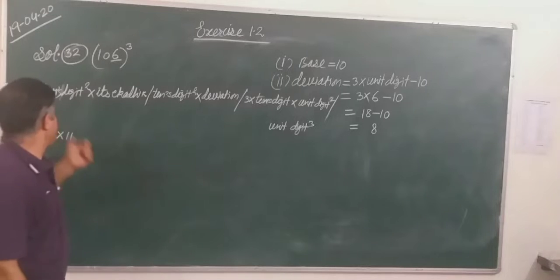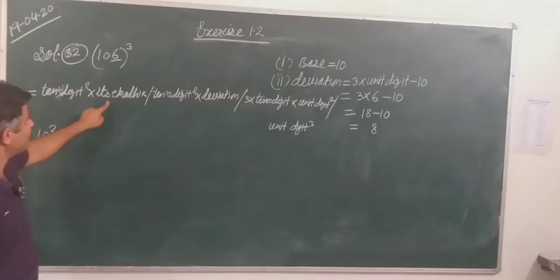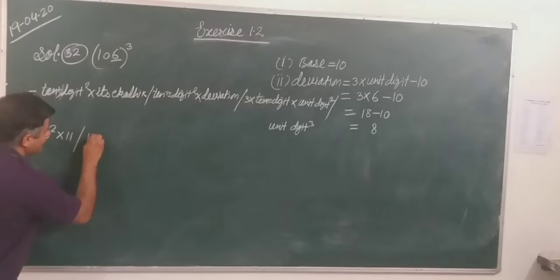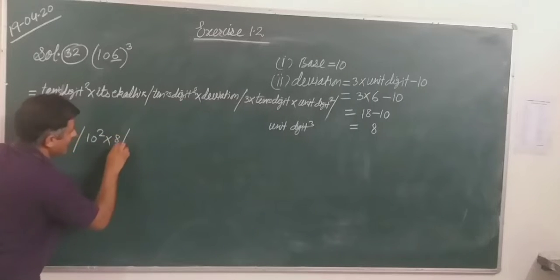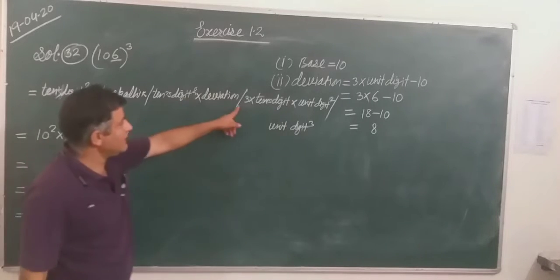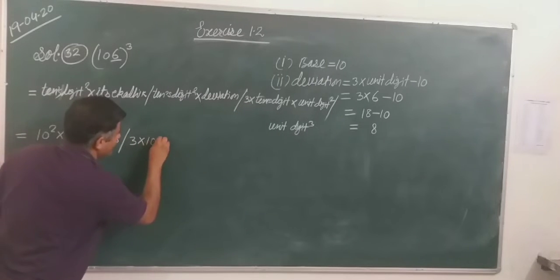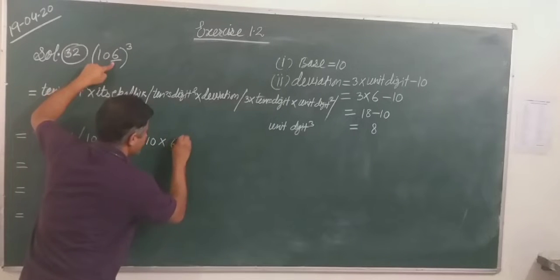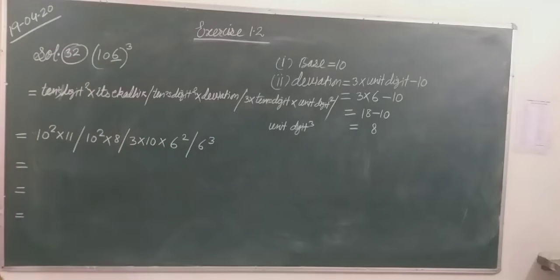Here the tens place digit is 10. Tens place digit square is 10 square into its ekadhika. Its ekadhika is 11. Then oblique, again tens place digit square into division. What is the division here? 8. And oblique, 3 into the tens place digit, which I put here as 10, and then the unit place digit 6 square, and then the unit place digit cube, that is 6 cube.